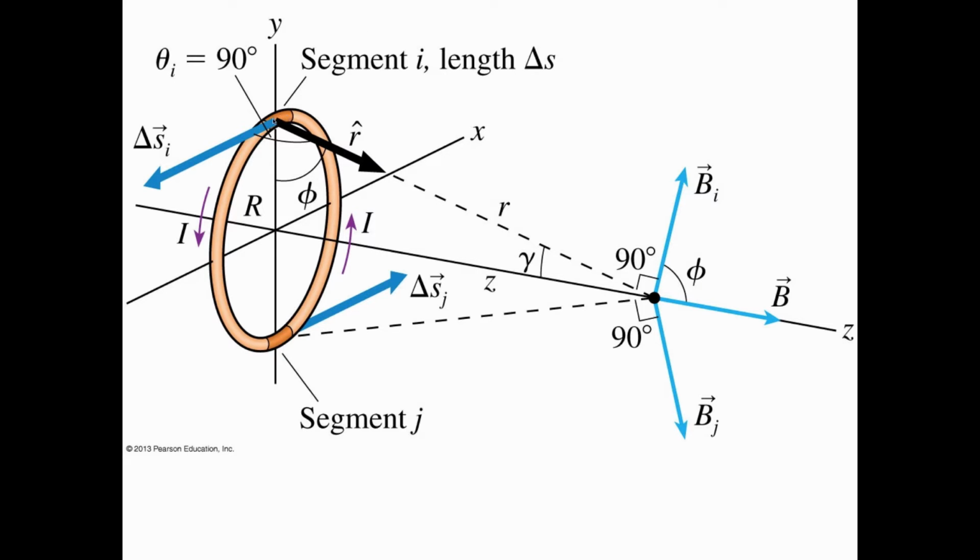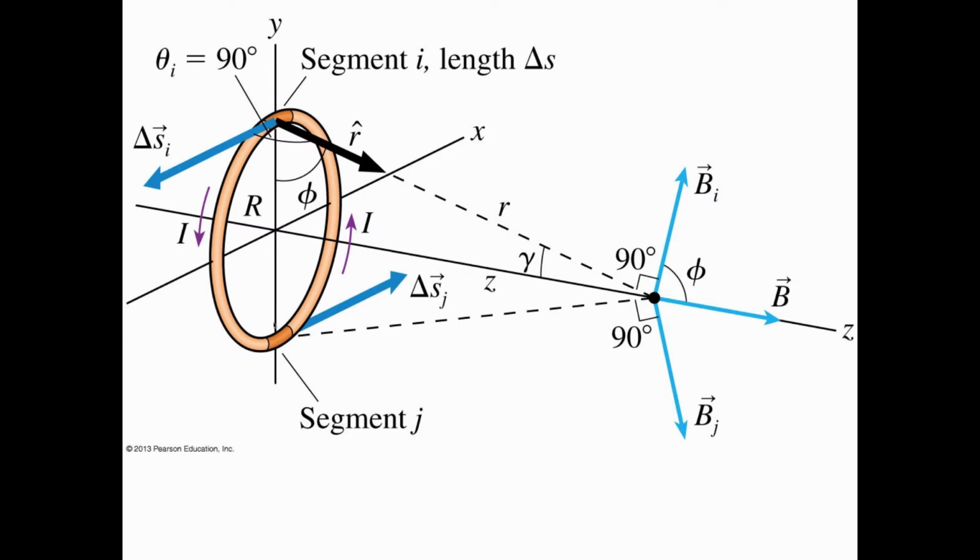So we have our current loop here, and looking at it, the current is going counterclockwise. So for the segment right at the top here, which we'll call our ith segment, the current is coming towards us, so to speak, or at least along the negative x direction. The current at the bottom of the loop, which we'll call segment J, is moving in the positive x direction. Both of these points are marked by the delta S vector, so delta S_i for the top and delta S_j for the bottom. So that represents the length of the current segment and the direction of the current flowing through that current segment.